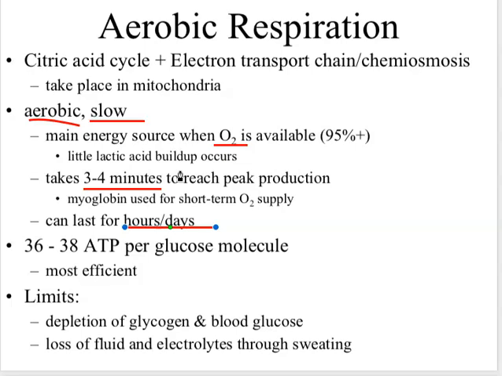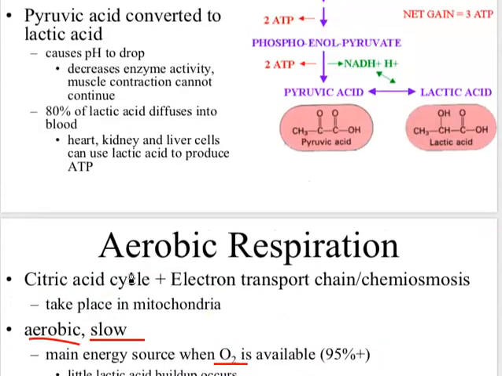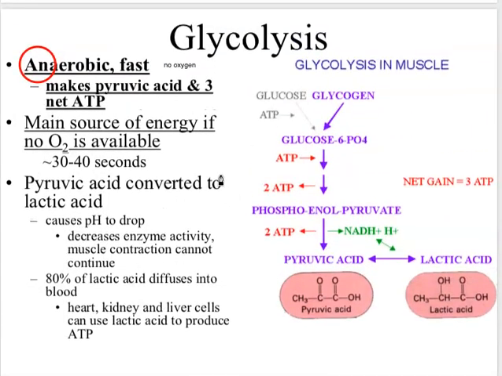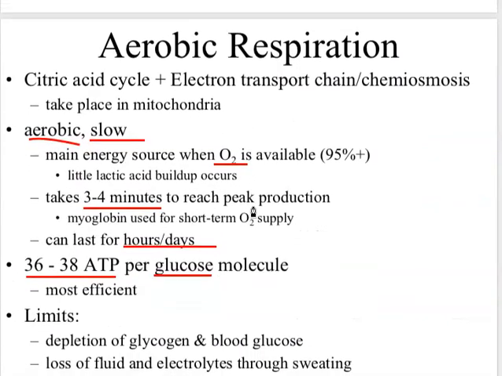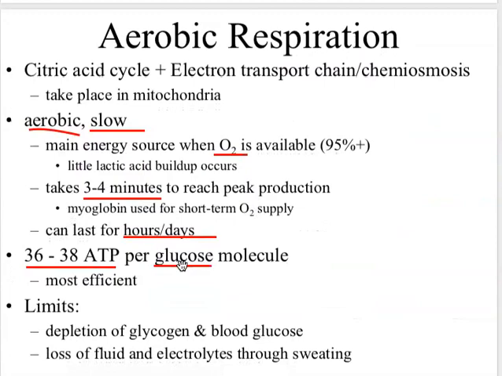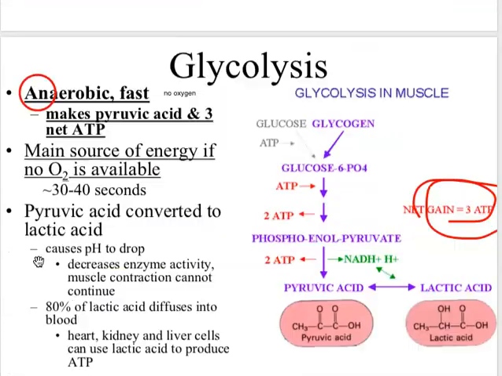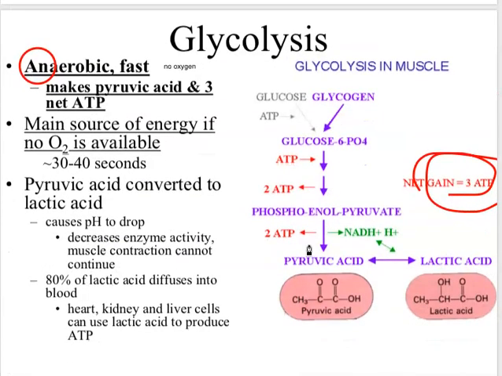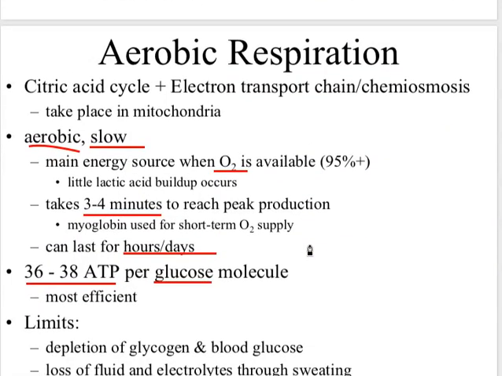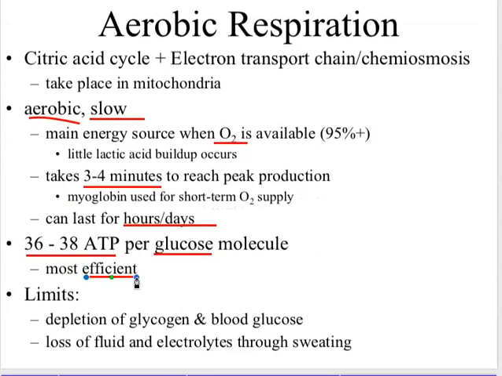Aerobic respiration creates 36 to 38 ATP per glucose molecule. So this is very, very efficient. If we go back and look at glycolysis, one molecule of glucose only gives us 3 ATP. So I don't know about you, but I would much prefer to use one glucose molecule and get 36 ATP versus in glycolysis only getting 3 ATP. So aerobic respiration is much more efficient.